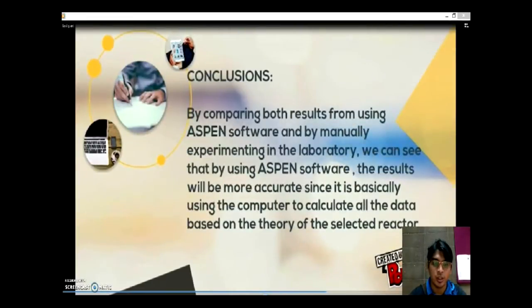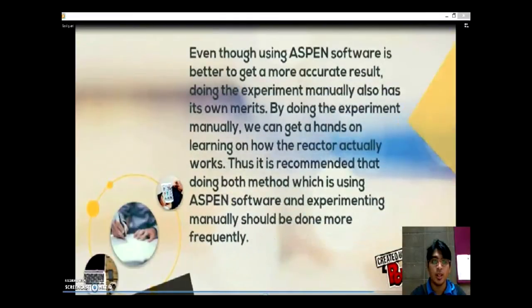Next is conclusion. So by comparing both results from using Aspen software and by manually experimenting in the laboratory, we can see that by using Aspen software, the result will be more accurate as it is basically using the computer to get all the data. And even though using Aspen software is better to get more accurate results, doing the experiment manually also has its own merits.